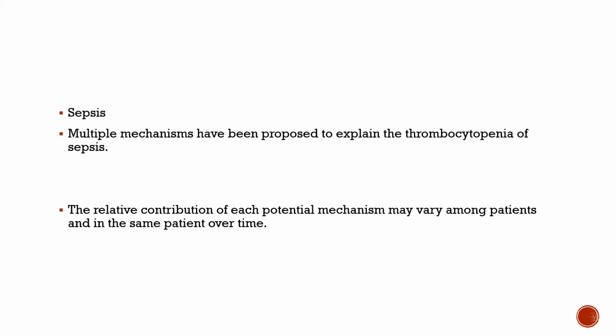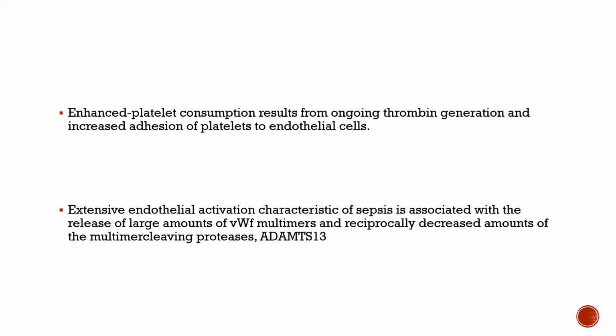Now, what happens in sepsis? In sepsis, multiple mechanisms have been proposed to explain the thrombocytopenia, and the relative contribution of each potential mechanism may vary among patients and in the same patient over time. Enhanced platelet consumption results from ongoing thrombin generation and increased adhesion of platelets to the endothelial cell.